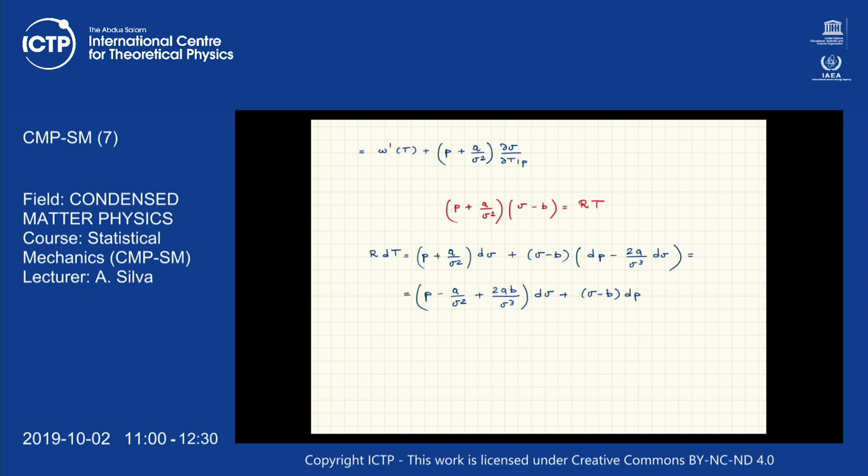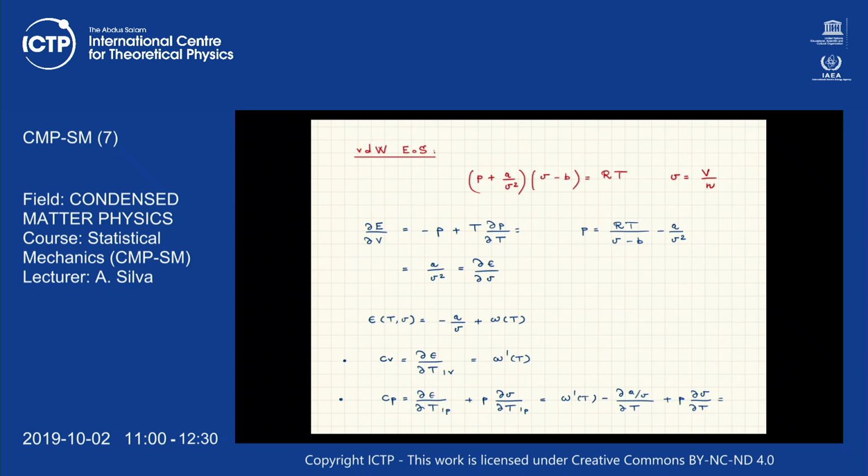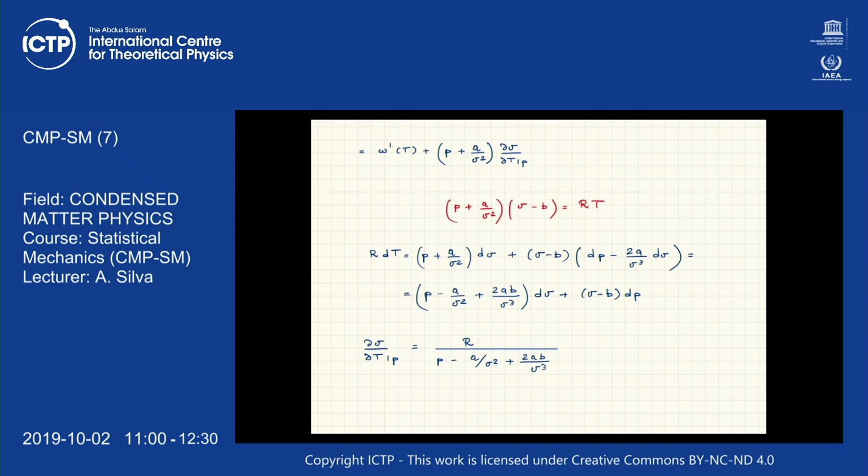Okay? Now it's straightforward. What is dV dT at constant P? dV dT at constant P is equal to R divided by P minus A over V squared plus 2AB divided by V cubed. Okay? So now that we have this expression, which might be complicated, but is quite useful, we just plug it back in here, in this one, and we're ready to compute what is the result.